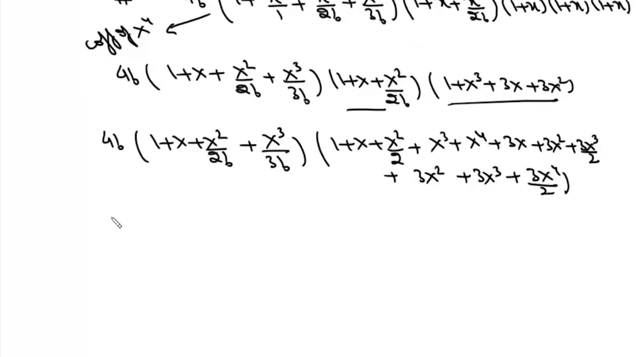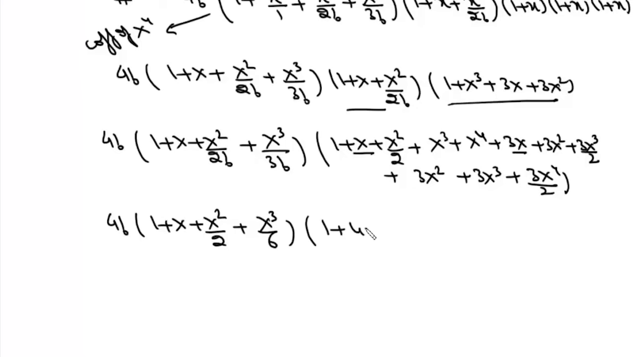We can write this as factorial 4 times (1 plus x plus x square by 2 plus x cube by 6), and here will be 1 plus, now this is x plus 3x, 4x.